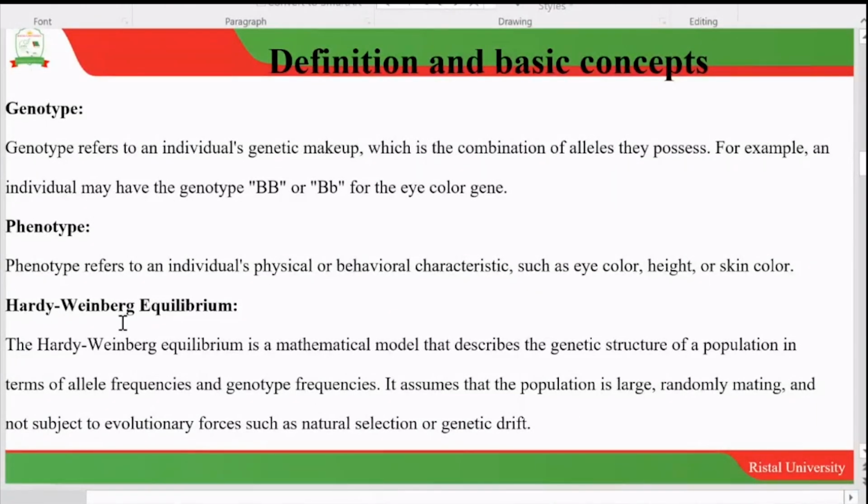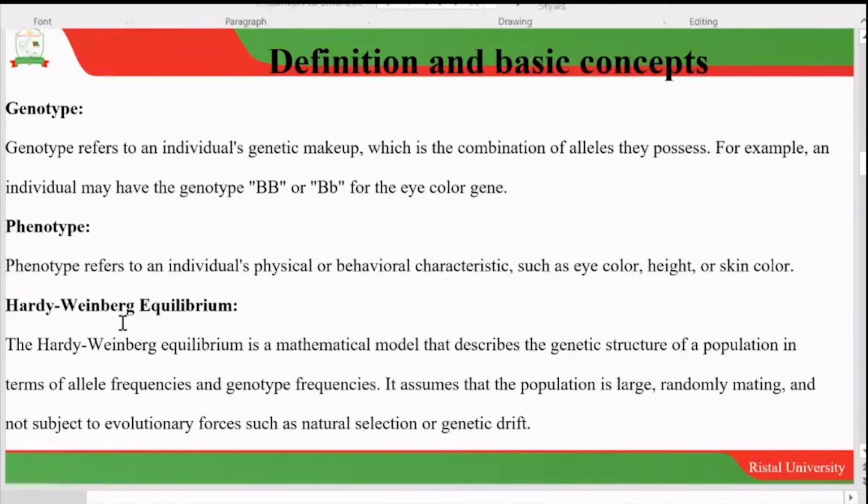Then another key term in this particular module that we're going to be looking at is what we call the Hardy-Weinberg equilibrium. And this is a mathematical model that describes the genetic structure of a population in terms of allele frequencies and genotype frequencies. It assumes that the population is large, randomly mating, and not subject to evolutionary forces such as natural selection or genetic drift.